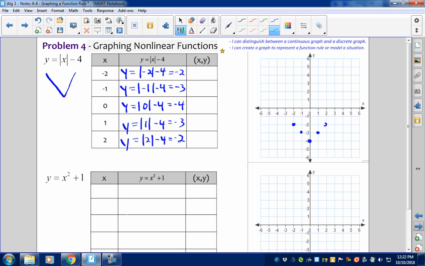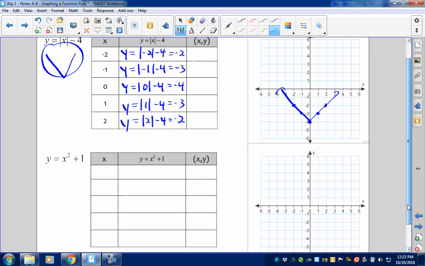Connect the dots. So just be aware that absolute value gives you a shape like this. If you're only doing enough points to see half of it, it'll look like it's a line. Okay? Absolute value, it's not going to be just a line. It will come up and back up eventually. So keep plugging in points until you can see that. It's one of the nonlinear ones you'll end up graphing.